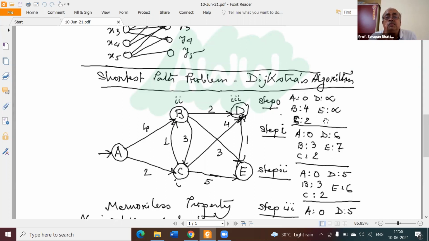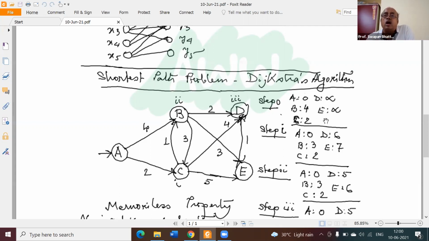We start from A. Again, listen to me very carefully. Don't miss a single word. I start from A. So step 0. Step 0 means I am starting from A, and from A, I have direct path to B and C, and I do not have any other path. So A to A would be 0, obviously. Distance from A to B will be 4. Distance from A to C will be 2. And D will be infinity because there is no direct path from A to D or E. That is step 0.